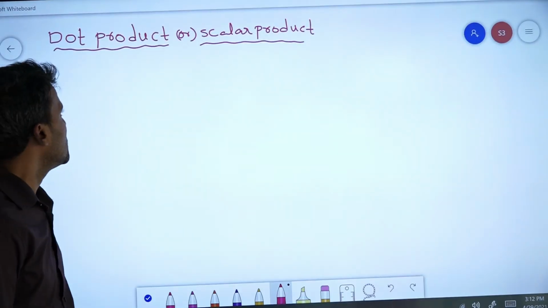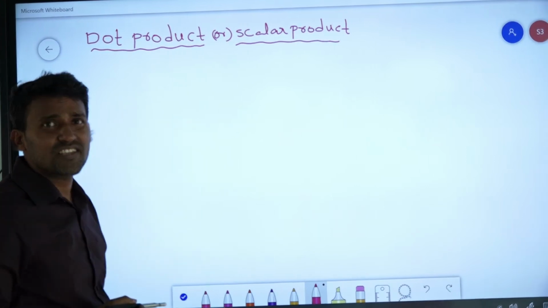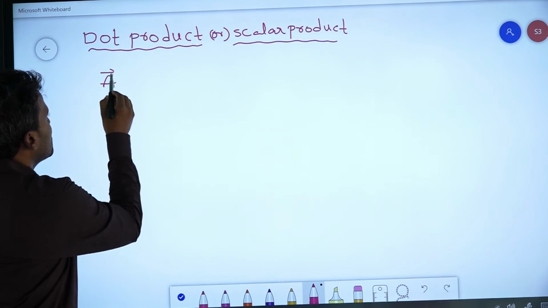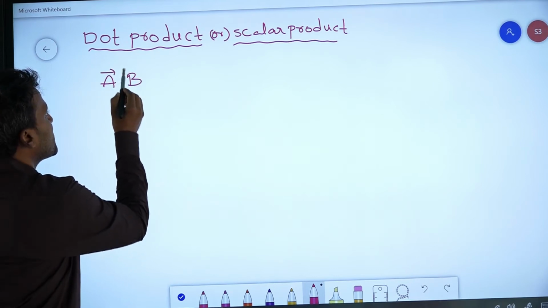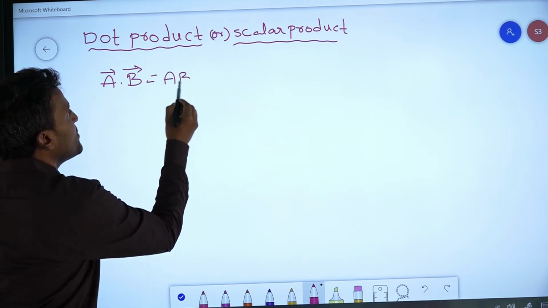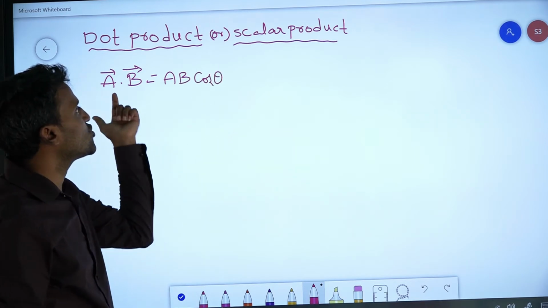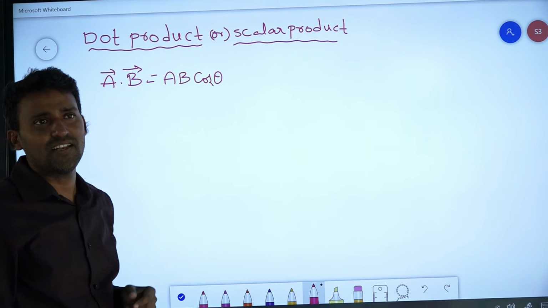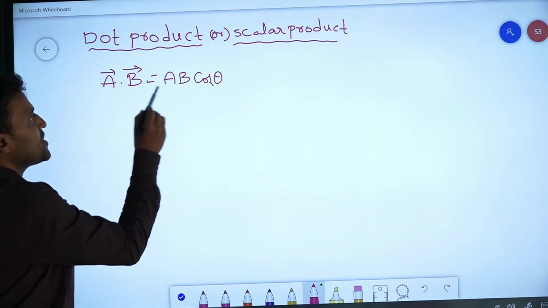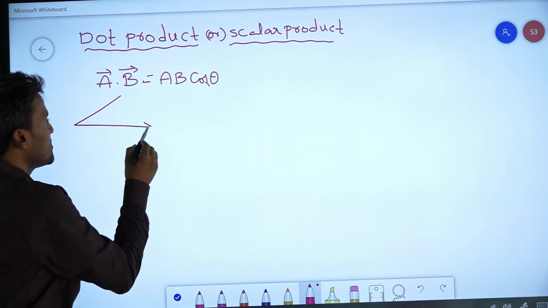Dot product. What is dot product? See here, the dot product we can also call the scalar product. A vector dot B vector is equal to AB cos theta. Isn't it? The angle between the two vectors is the cosine angle. Now A dot B is equal to AB cos theta. Simply for your understanding I can tell you here.